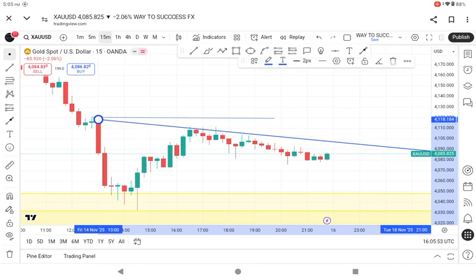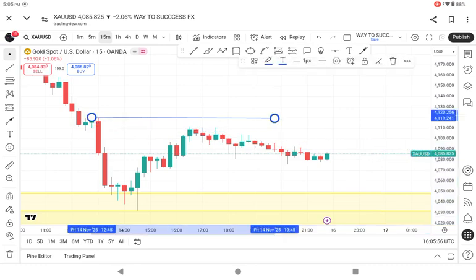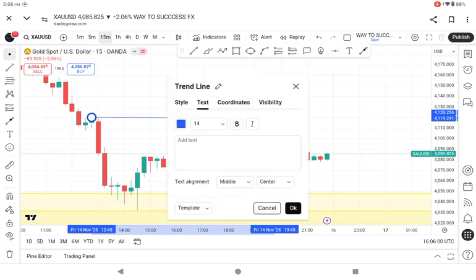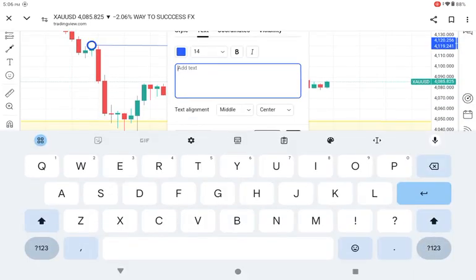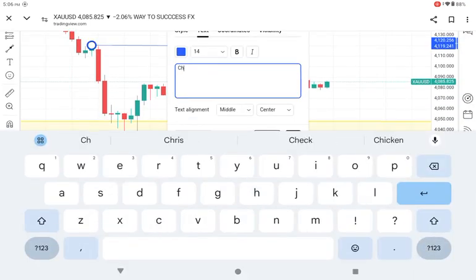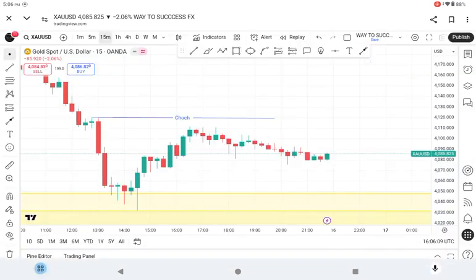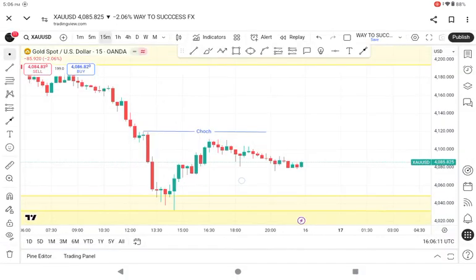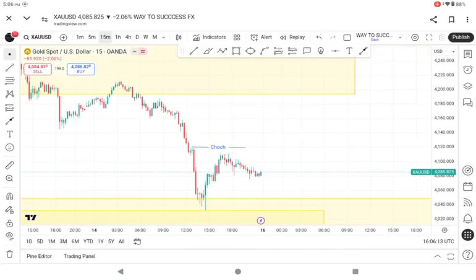So when price takes this high, because price is reacting in my higher time frame zone, I will mark it as my CHoCH, change of character. So that is what I have currently on gold. If price takes out this high, then I'm ready for a buy on gold coming up next week. So that is it for the gold chart.